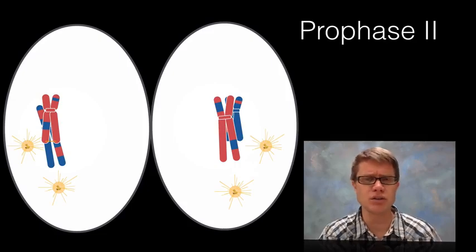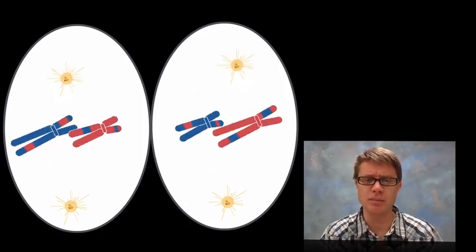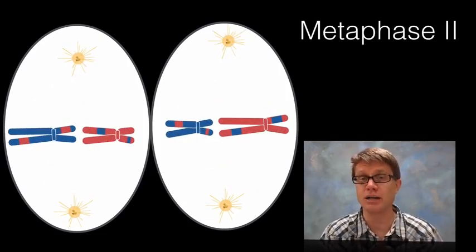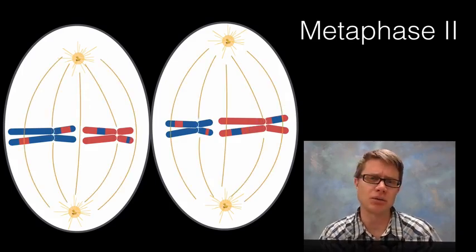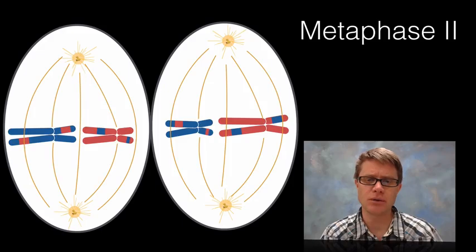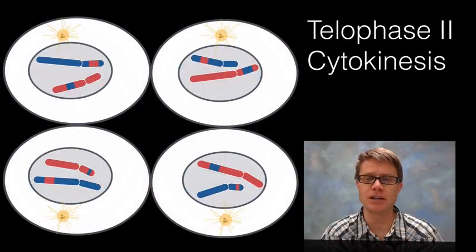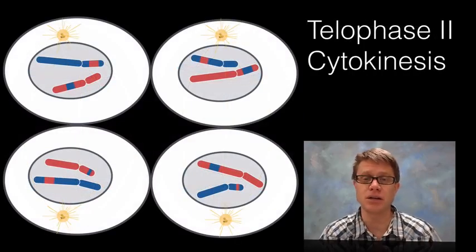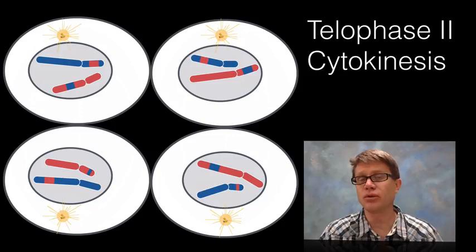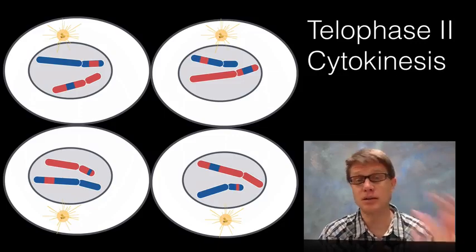Now, during prophase 2, there's no more crossing over. But what's going to happen is those two chromosomes are going to line up. Again, they're going to meet right in the middle. And the spindle is going to attach to each of those centromeres. Now, if we look at what happens, each of those chromosomes are being pulled to another side during anaphase 2. And then finally, during telophase and cytokinesis, telophase 2, we've created these 4 cells that we wanted in the beginning.